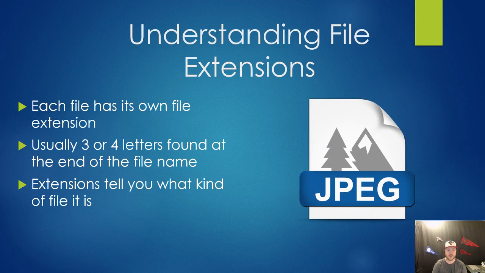So each file has its own file extension. It's usually a 3 to 4 letter identifier found at the end of each file name. So for instance, if you save a file, it'll be the name of that file, then a period, then the 3 to 4 letter identifier. Extensions tell you what type of file something is. So if you see one like the one on the PowerPoint slide, it says JPEG, that's a JPEG file. And if you ever see .jpeg after a file name, you know that it's an image.